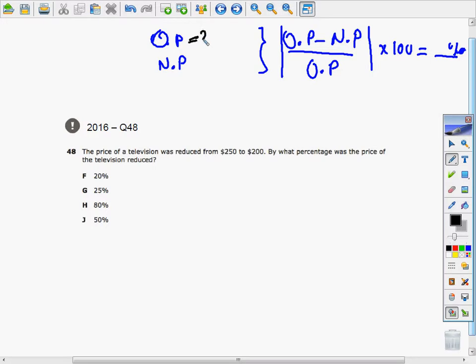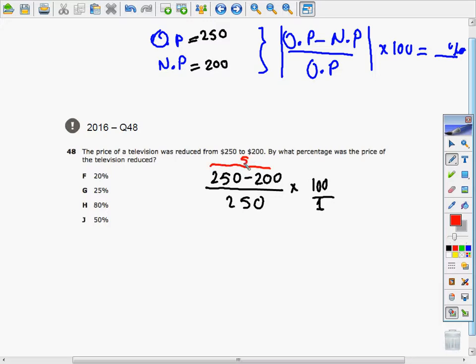Original price was 250 and new price is 200. Let's do the calculation according to this formula. 250 minus 200 over 250 times 100. I'm going to put it over 1. It won't change the result, but I would like to keep all the numbers in the same form. The difference at the top is 50. 50 goes into 250 5 times. I'm going to show it here. 50 goes into 250 5 times.